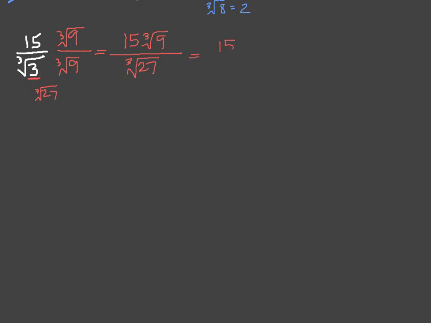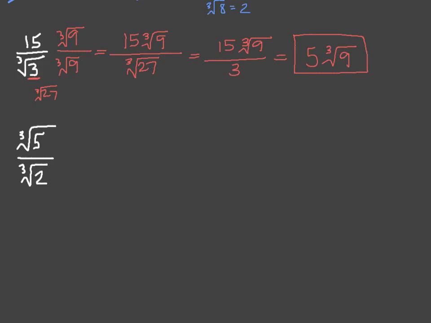This gives me 15 cube root 9 over the cube root of 27, which is 3. Now this, unlike the last one, can be reduced because 15 over 3 is 5. And so we're left with 5 cube root 9.